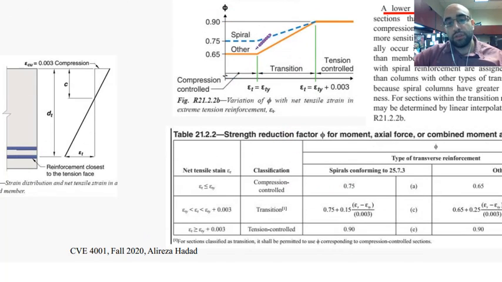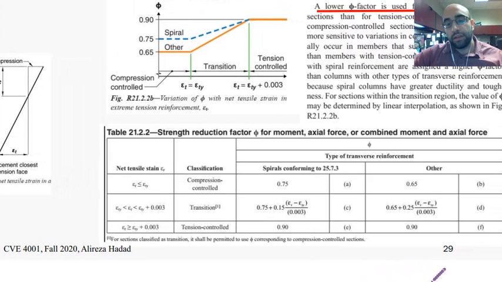The only thing is that for this line, we have the equation, as you can see over here. This equation is basically the equation for this line. But anyway, I have to look at the class of the section. Is it compression controlled, transition, or tension controlled? Based on that, find the correct phi factor. This is the diagram that we need to use, this orange line.